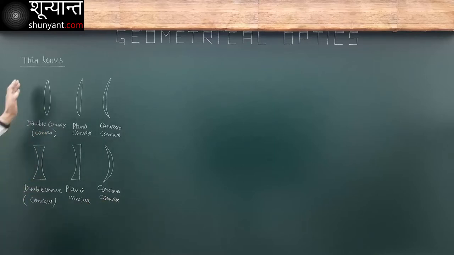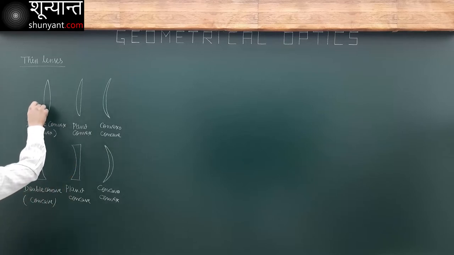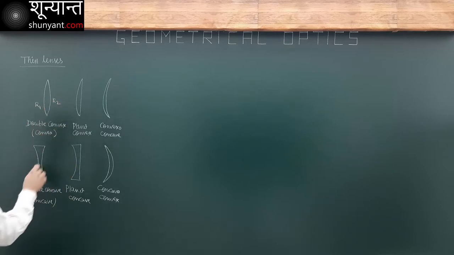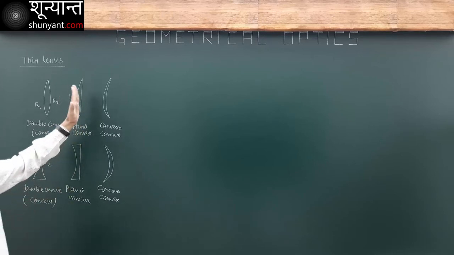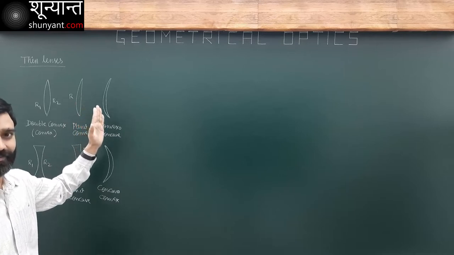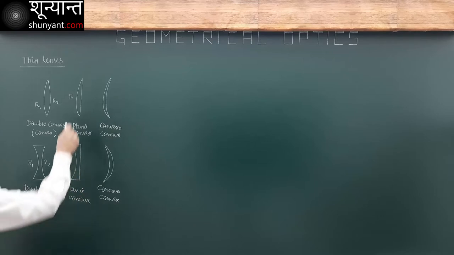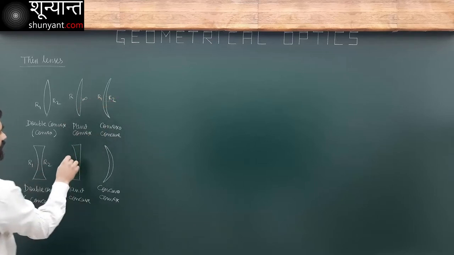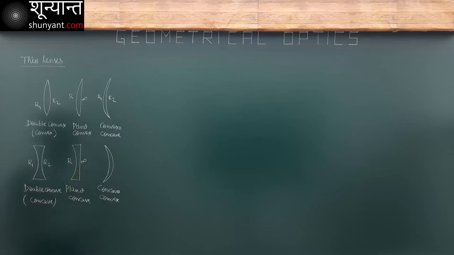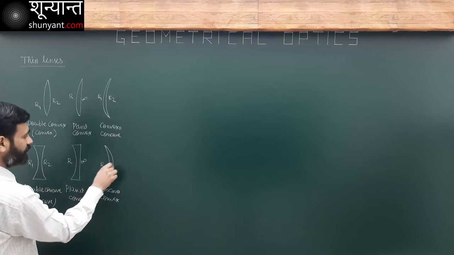Now, these are spherical surfaces, so they are going to have a certain radius. Let's say this radius is R1, this radius is R2, this is R1, this is R2, and this is R. What is the radius of a plane surface? Can you guess? It is infinite. So here it is R and infinite. The radius of a plane surface is infinite. Here it is R1 and R2.